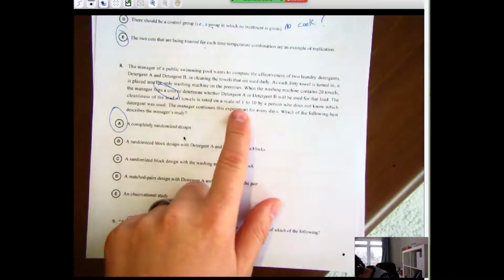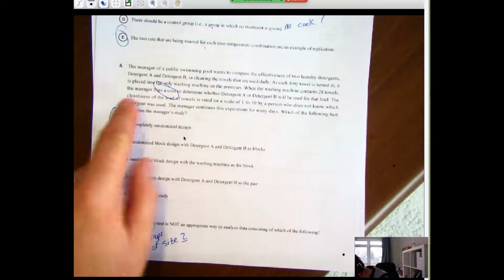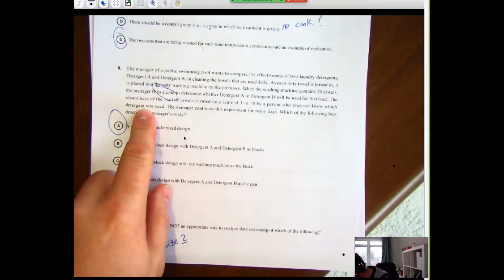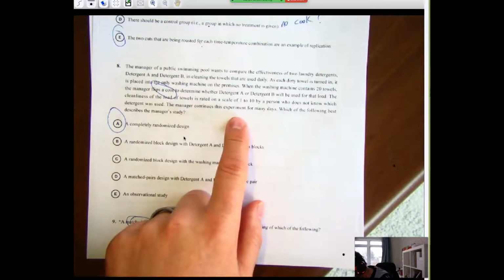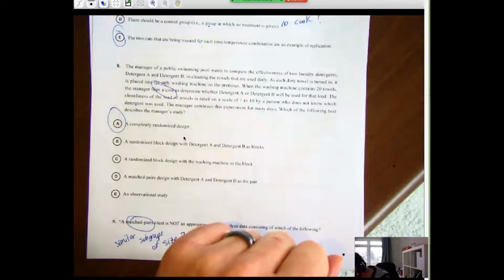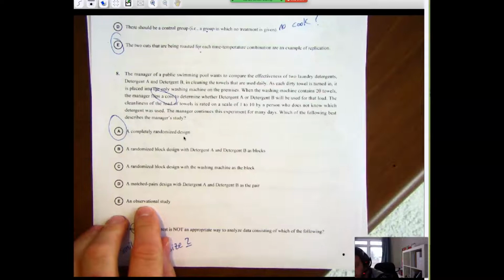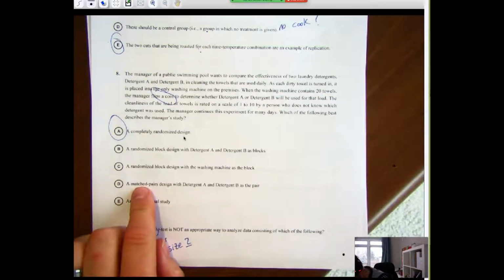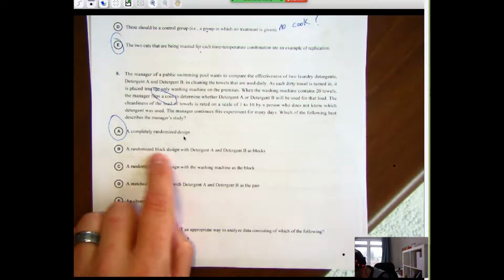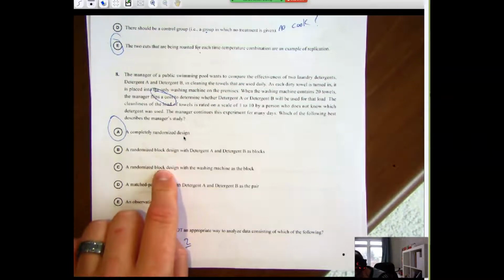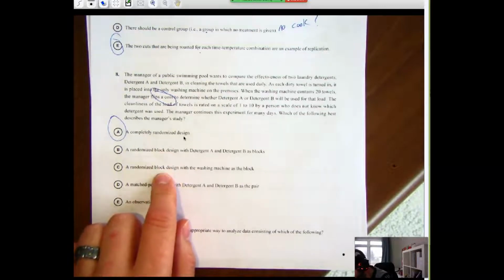The cleanliness is rated. We don't know which detergent was used, so that means it's blind. That's good. The manager does this a lot, which best describes. Okay. It's not observational because we're controlling who gets what. It's not matched pairs so it's not block because we didn't split it into subgroups. We didn't say like male laundry is one subgroup we'll test A and B on, and female laundry is another subgroup we'll test A and B on, for example.